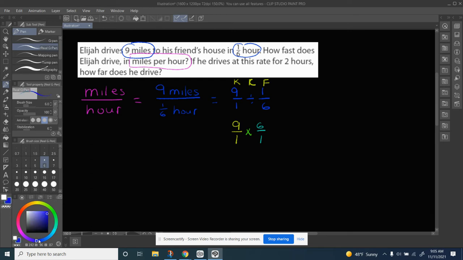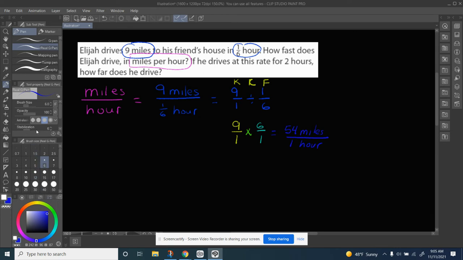And when I do that, I end up with an answer of 54. And that's 54 miles in 1 hour. There's my unit rate. So this answers question number 1. How fast does Elijah drive in miles per hour? He drives 54 miles in 1 hour. But then they want us to answer a second question. If he drives at this rate for 2 hours, how far does he drive?